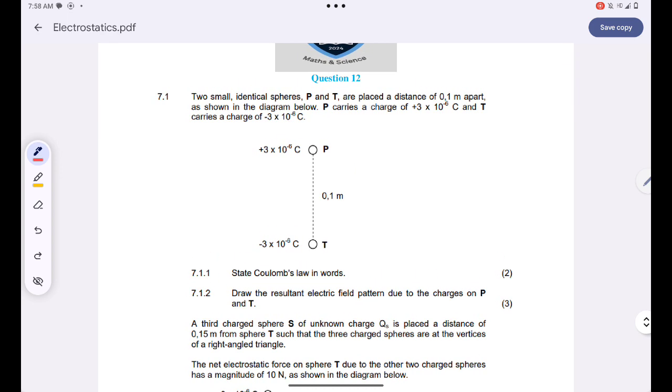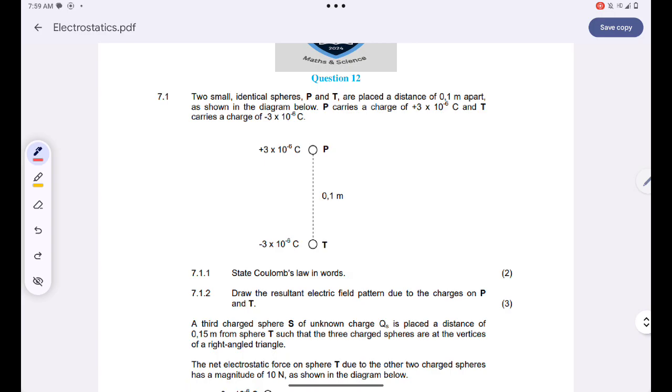Okay, we are told that two small identical spheres P and T are placed at a distance which is 0.1 meters apart, as shown in the diagram below. P carries a charge of positive 3 microcoulombs and T carries a charge of negative 3 microcoulombs. Okay, we have two unlike charges which are definitely going to attract one another.